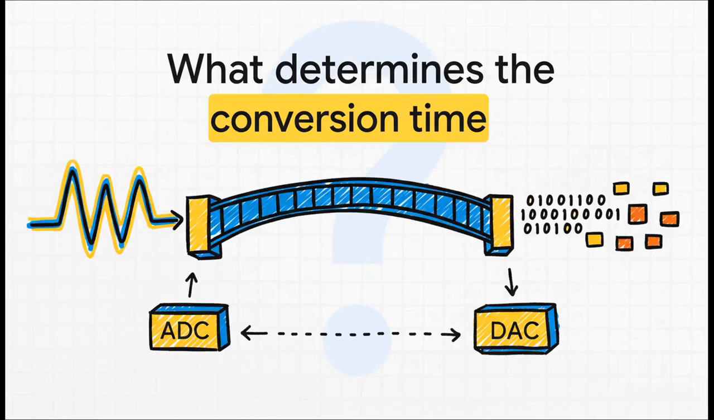Now, this method works, but there's a catch. Just like it would take longer to climb the stairs to measure a very tall person, the time it takes for this ADC to guess the analog value depends on something. So, what do you think that is?